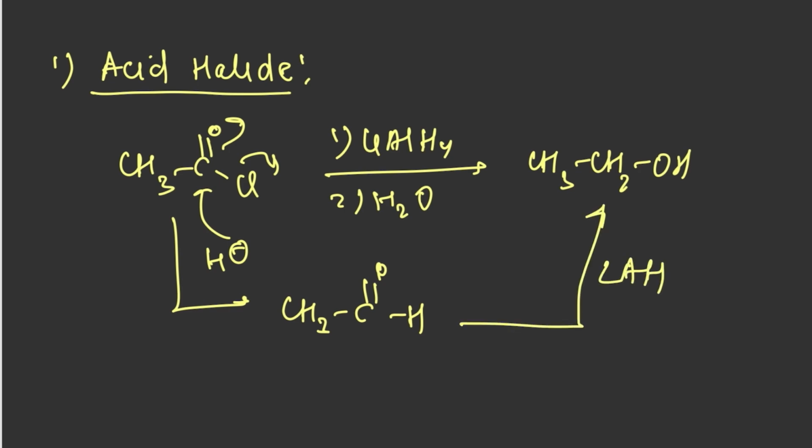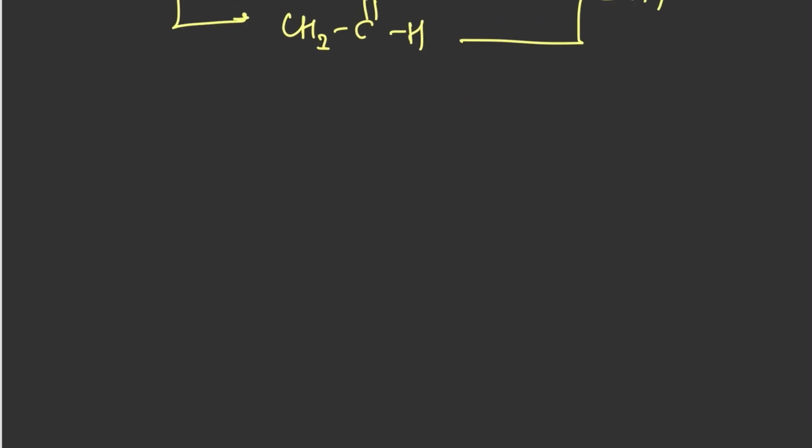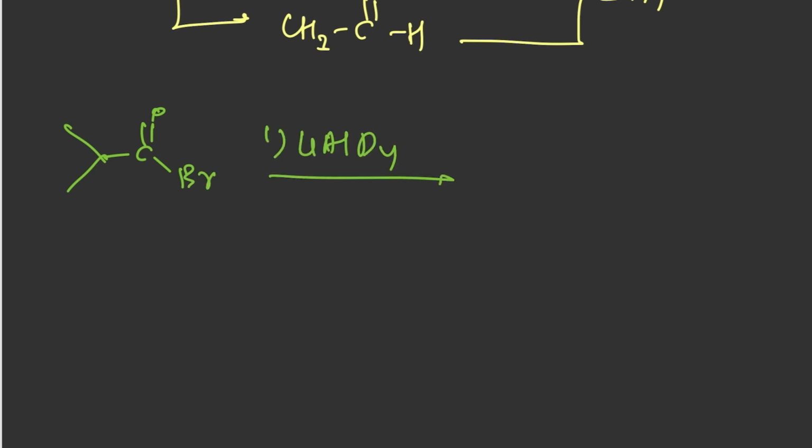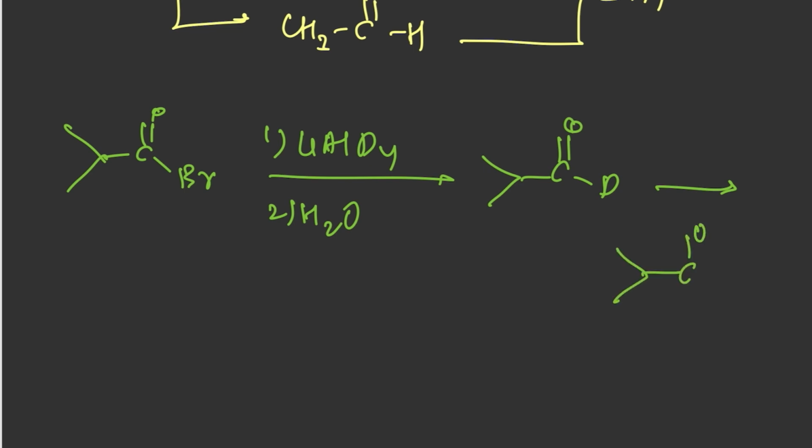Let's look at the second. First it will use LiAlD4, second it will react with H2O. So what will happen? Deuterium will attack the C=O and D will form. Now further deuterium will attack, D will form, and on further hydrolysis it will form the alcohol.